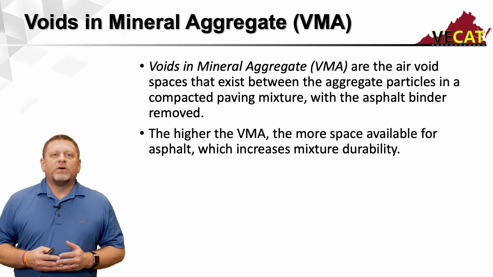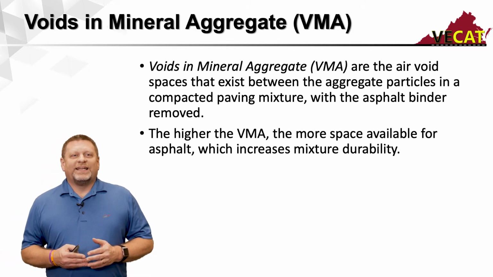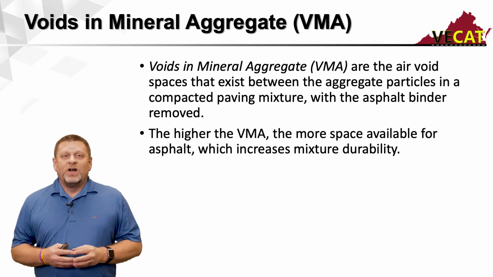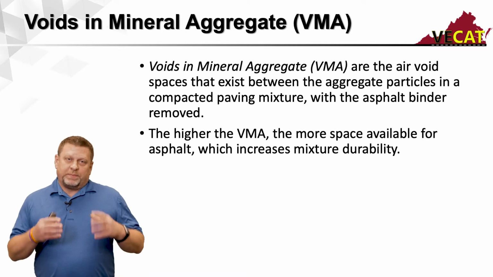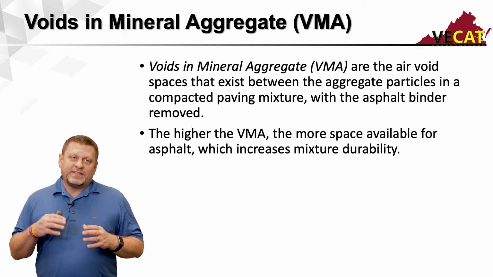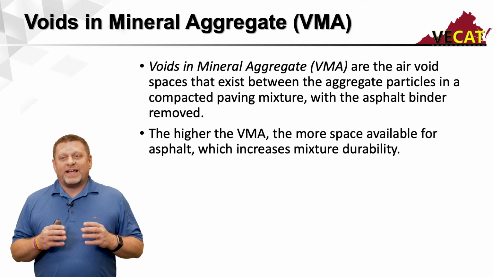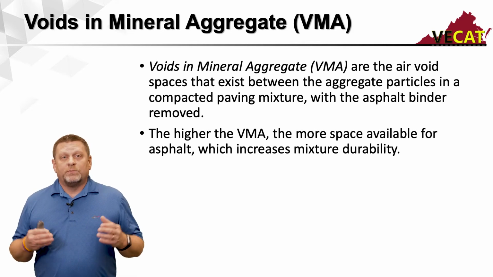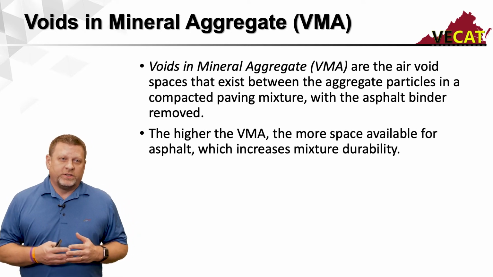What about voids in mineral aggregate, VMA? They're basically the air void spaces that exist between the aggregate particles in compacted pavement mixture with the asphalt binder removed. So if you got a specimen, let's talk about VMA as far as on a specimen, if you got all the air space and then the binder was included in that space, it's everything except for the aggregate. It's going to give you a total void range available to put your mastic in it or put your binder in it and have air void space.